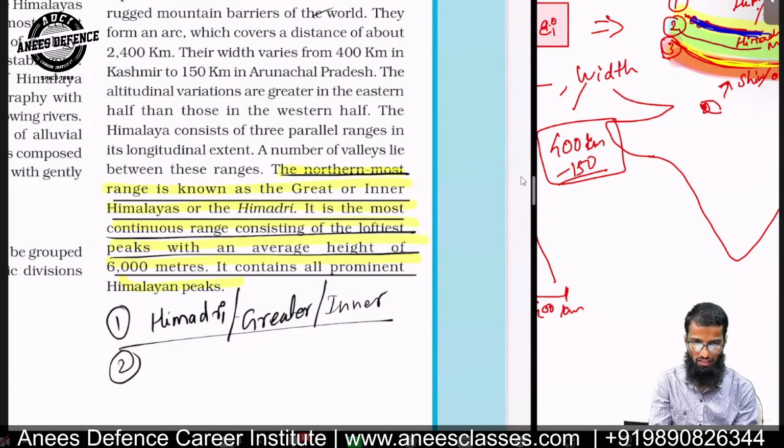So it is continuous. Like when we will study about the Western Ghats and Eastern Ghats of India, I will then tell you that the Western Ghats are continuous ranges and the Eastern Ghats are the discontinuous ranges because of the Krishna River, Godavari River, etc. So I have talked about the Himadri. Okay. It is most continuous range with the average height of 6,000 meters.